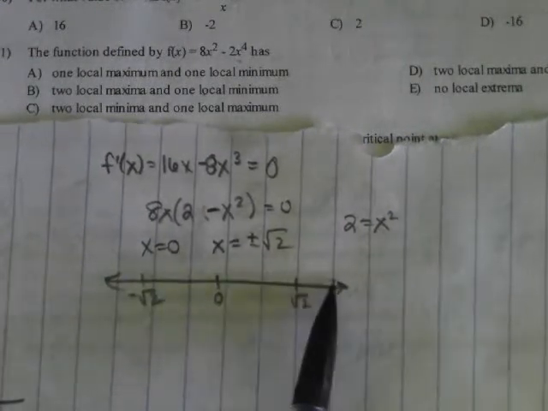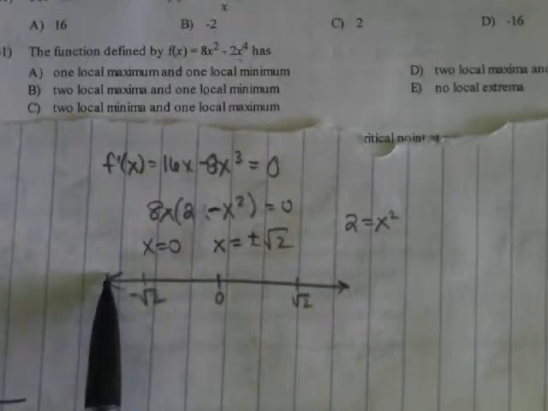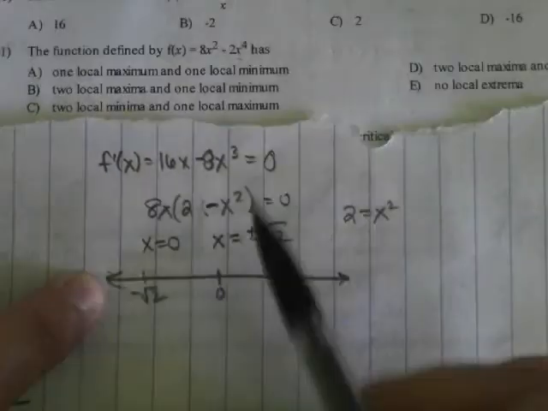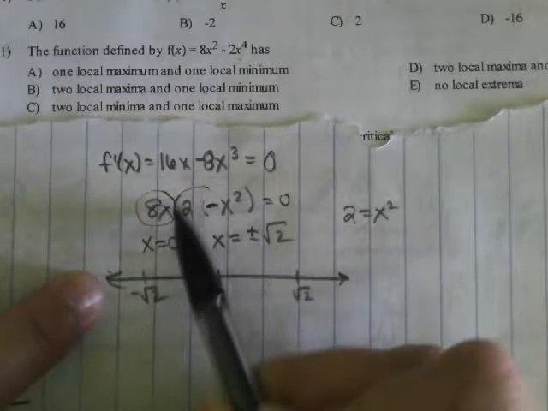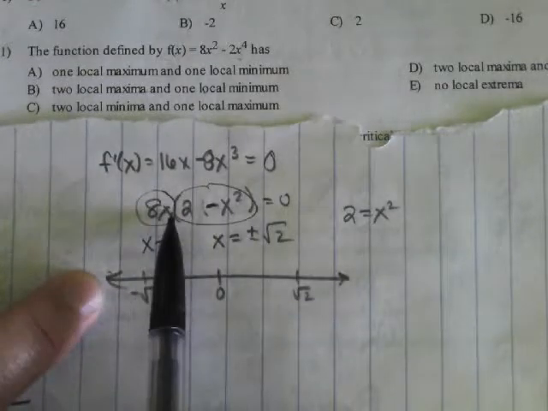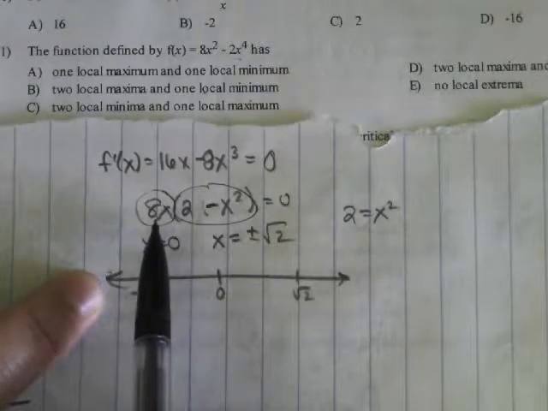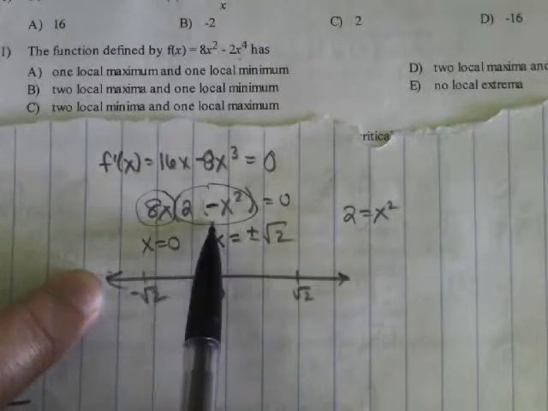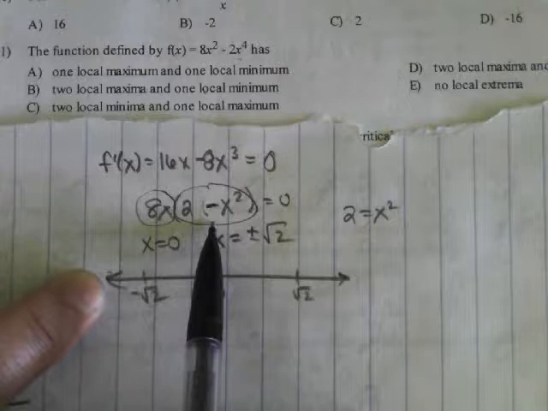If I plug in a negative 2, I'm going to get a negative times a... 2 minus negative 2 squared. Negative 2 squared will be 4. 2 minus 4 is a negative. So negative times a negative is a positive.